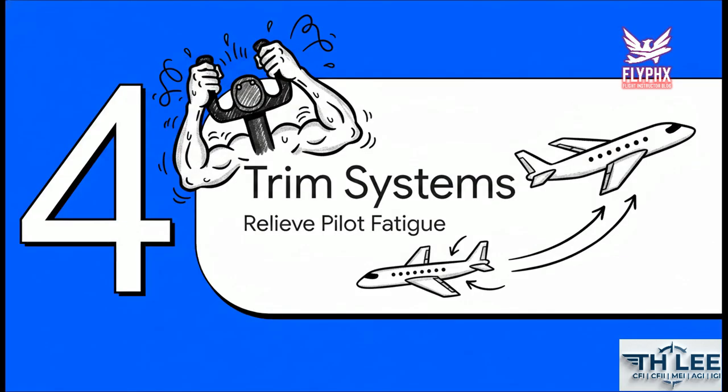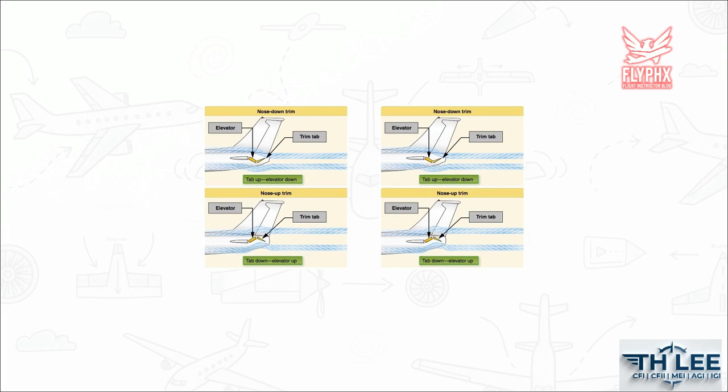Section 4. Trim for relieving pilot fatigue. Now imagine holding a heavy yoke forward or backward for a 3-hour cross-country flight. Your arms would literally fall off. That brings us to the pilot's absolute best friend, trim systems. This is the secret to flying smoothly and professionally without exhausting yourself.